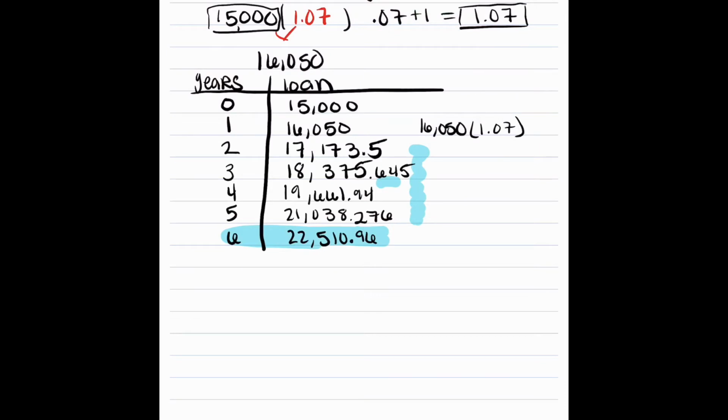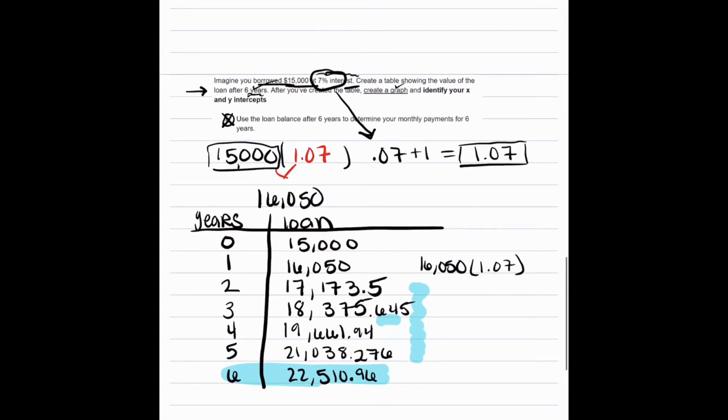Okay, so then let's go back to the problem. What did they want us to do here? Imagine you borrowed the loan, create a table showing the value of the loan after 6 years. Perfect. Again, what we were doing, we just kept multiplying times 1.07. If you do want some more help with that, please reach out to me. We just kept multiplying times 1.07 until we got after 6 years.